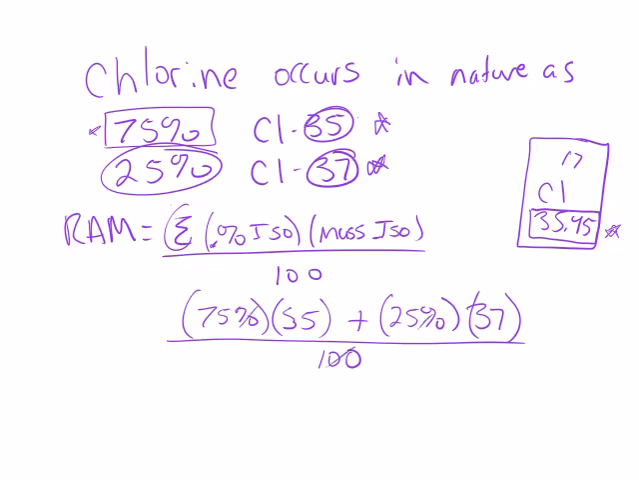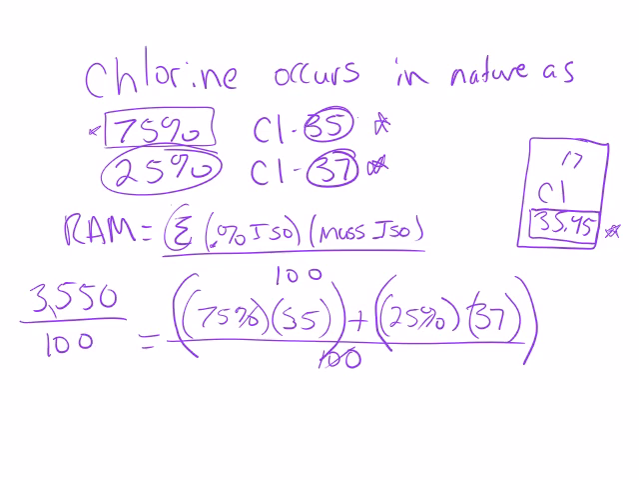So with your calculator, go ahead with me. Let's plug this in to make sure we're getting it correct. It may help you to put parentheses around these problems to make sure it is doing the correct order of operations. Now, if we plug this into our calculator, we should have gotten 3550 for the top. And after we divide that by 100, we would get 35.50. This is our relative atomic mass.